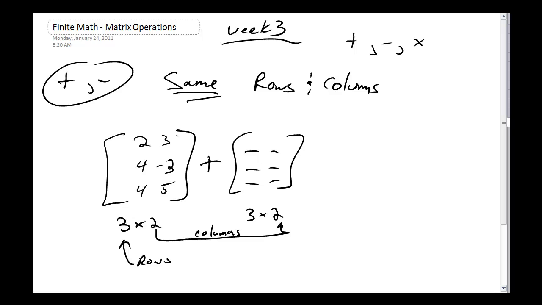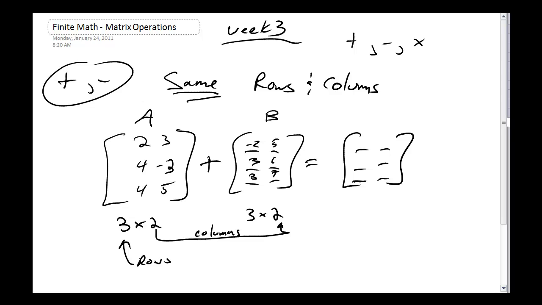So when I'm picking something to add to this first matrix, maybe we call this first matrix capital A and this one capital B, I have to pick something that fits into this pattern. Once I do that, my answer is going to be exactly the same size as these two are.